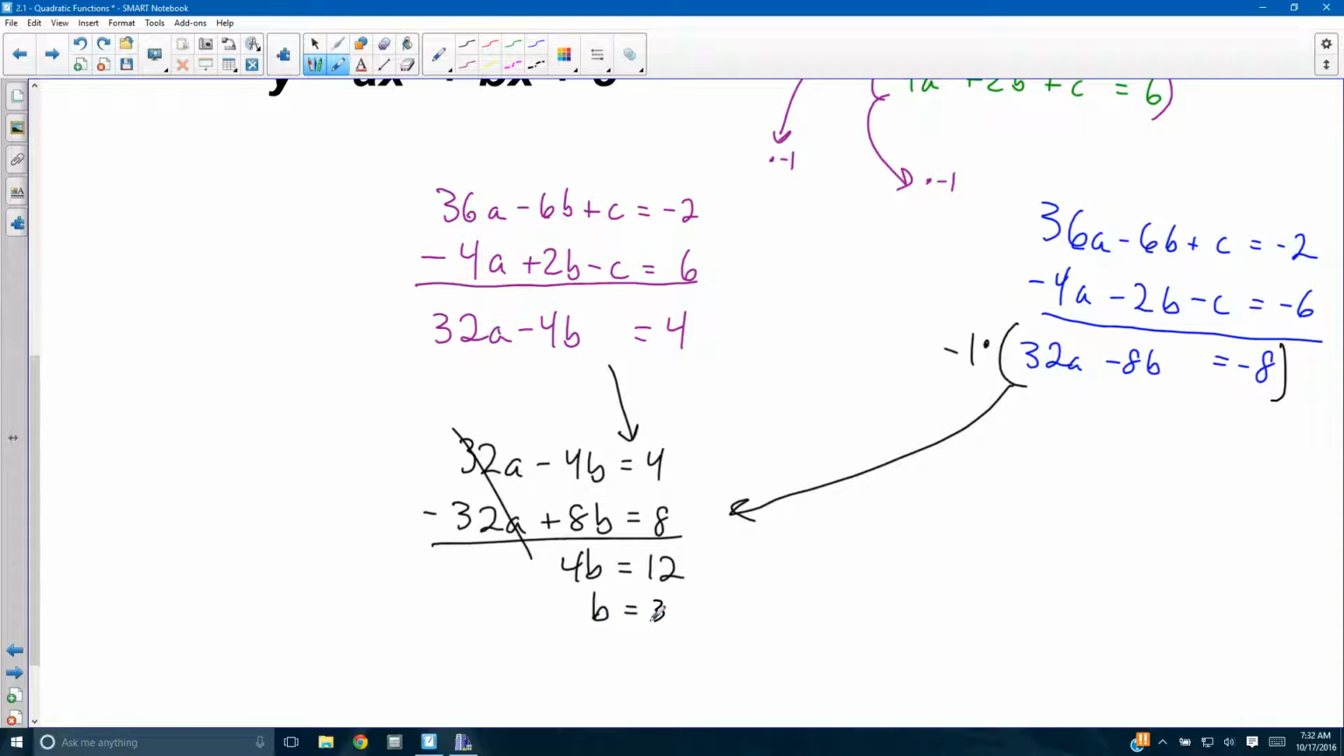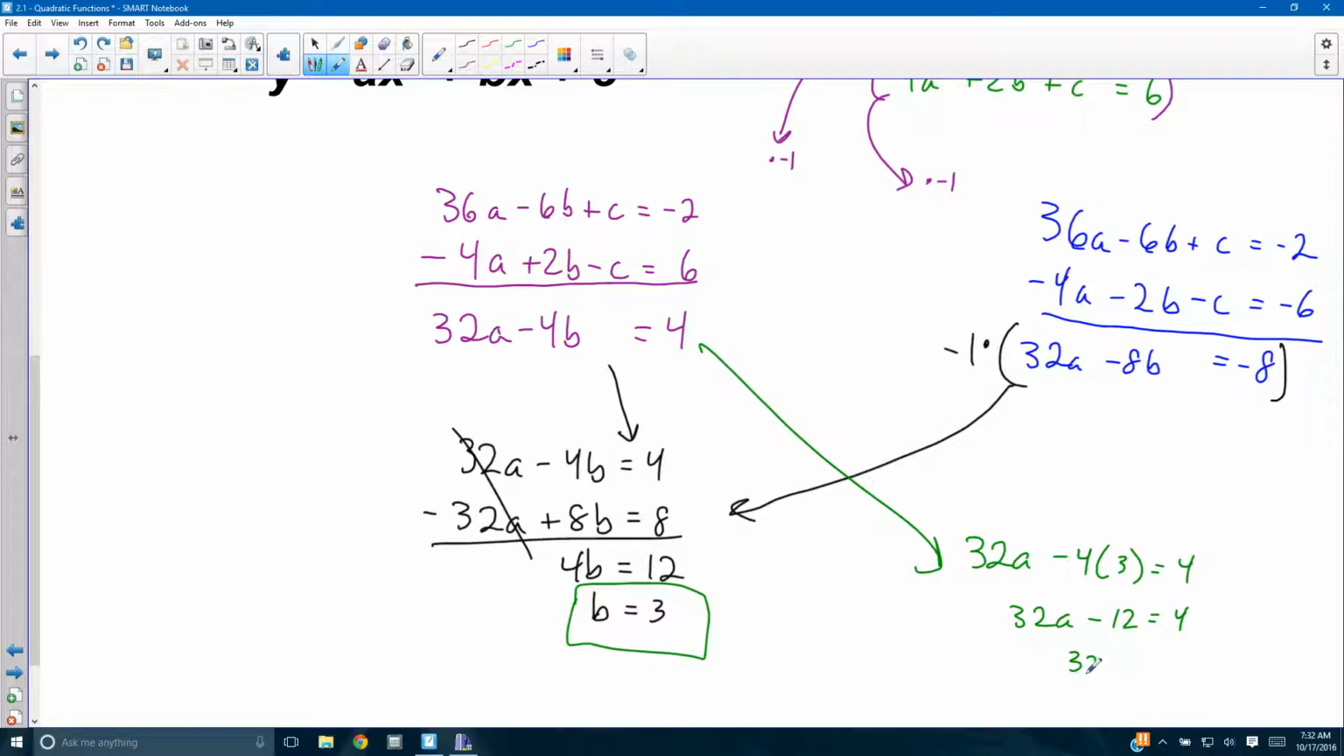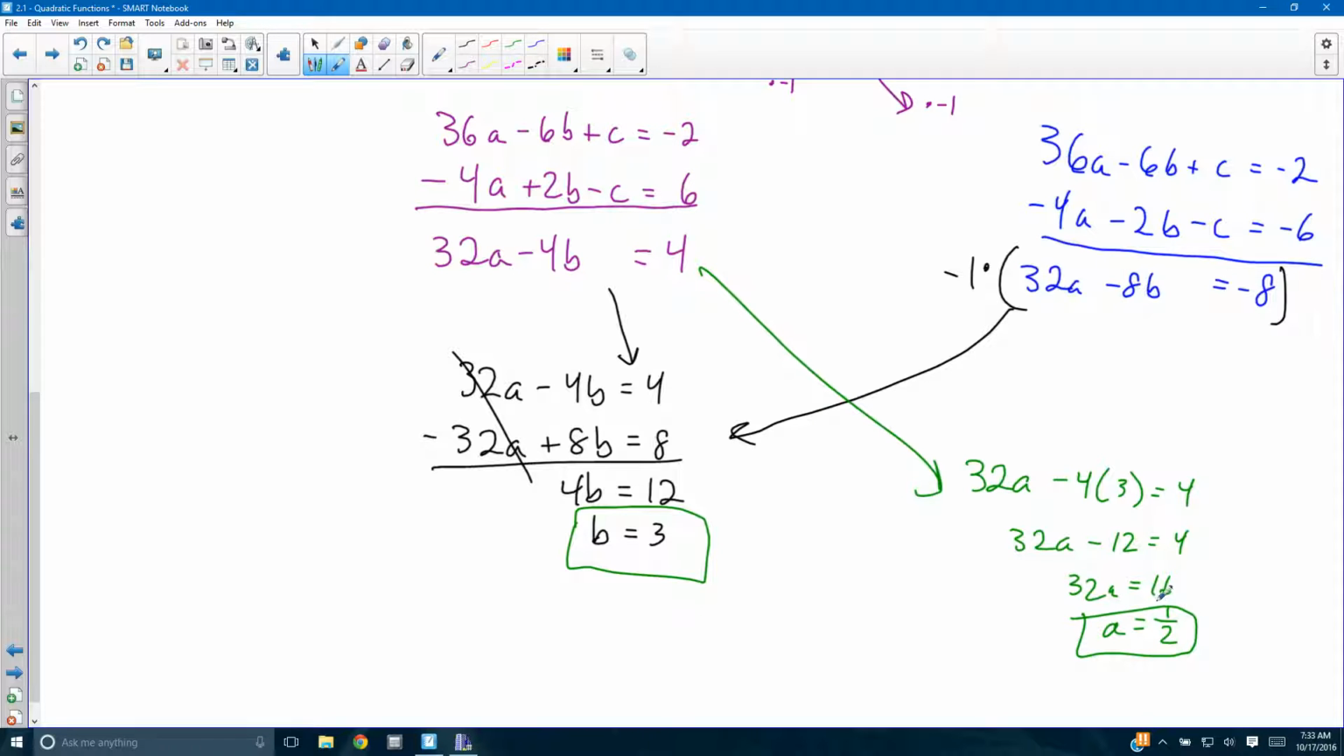Therefore, b equals 3. Now you're going to watch a lot of trickle up work here. By that I mean I take this b, this 3, and substitute it in for b into any equation that I have with another unknown, like this a right here. So if I take this one right here and substitute 3 in for b, I can solve for a. 32a minus 4 times 3 equals 4. Okay. I divide by 32, I get a is 1/2. Shame, we get a fraction, but hey, nothing wrong with it, still an answer. So I have a is 1/2, b is 3.